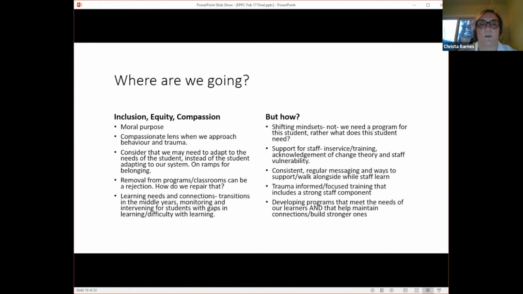I think this has also been a theme throughout this meeting this afternoon, but looking at ways that we may need to adapt to the needs of the student instead of the student adapting to our system. But I think through our alt programs, I'd like us to be more the on-ramps for belonging, and how can we start to bridge back to schools or to other programs and ensure that we're being a support on either end. Recognizing that when we remove students from programs or classrooms, that is another rejection, often for students who have experienced a lot of that. And again, back to that repair piece.